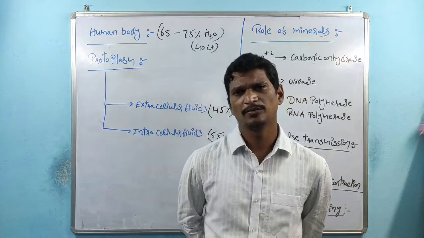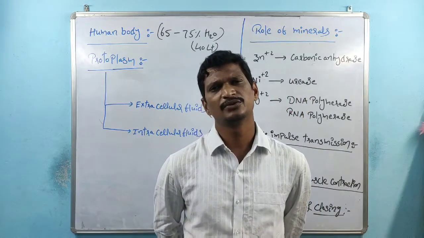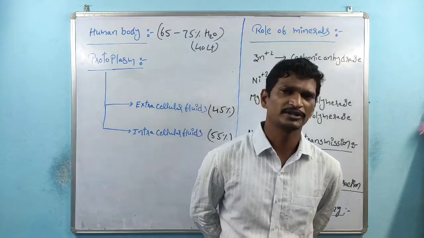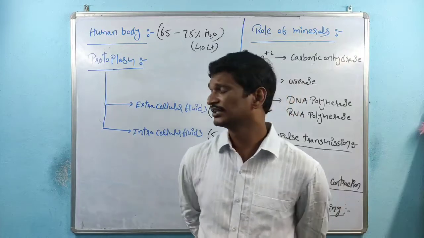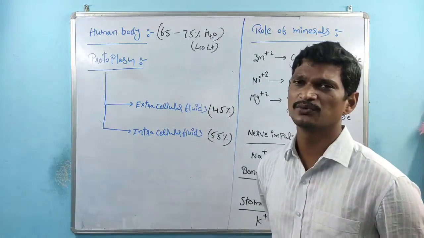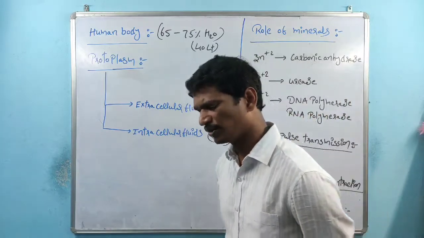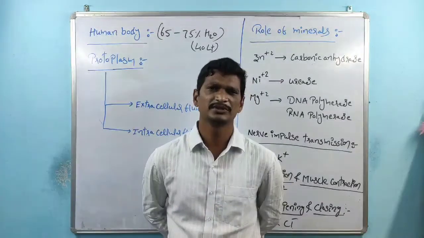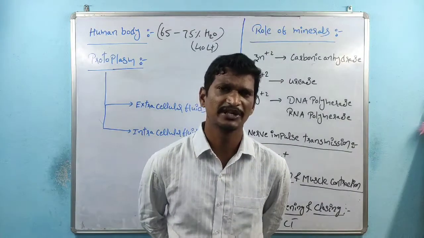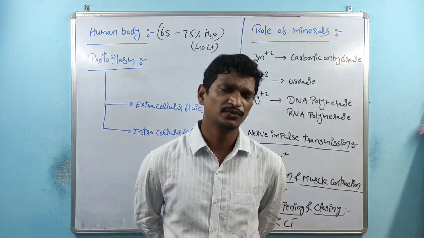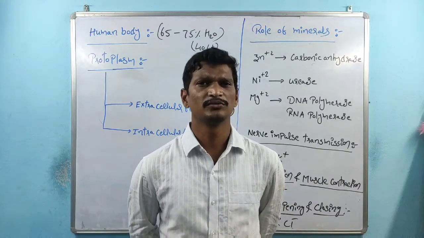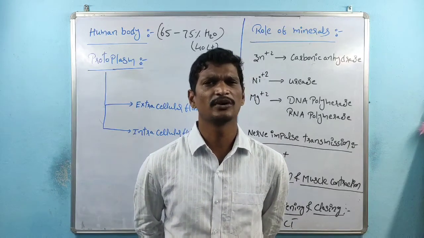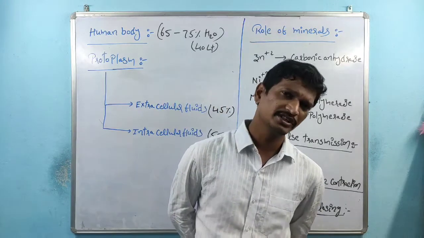So within the human body, 65 to 75% of water is present. Remember that water, the total volume is 40 liters. So in a healthy person weighing 75 kgs, if we measure the total water volume, 40 liters of water is present.